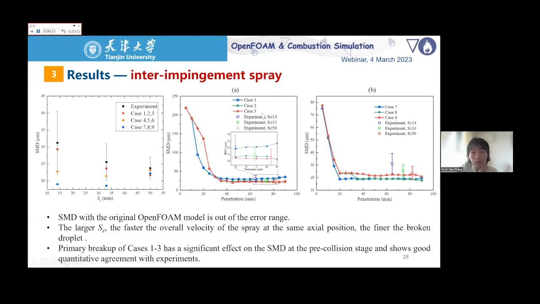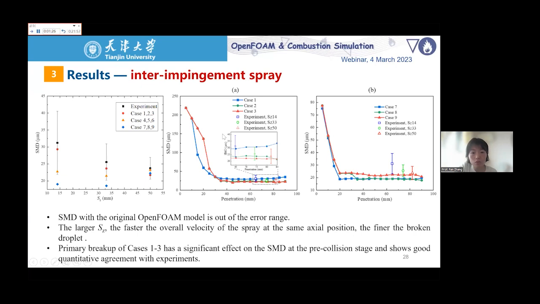If we look at our case compared with the OpenFOAM case, we can find our case has a closer result downstream, a much more similar result of the SMD with the experiments. Well, the OpenFOAM over predicted this SMD. If you increase this distance of SZ, we can find the finer broken-up droplets, like these red lines, circles, and the symbols. We can predict the trend of these finer droplets.